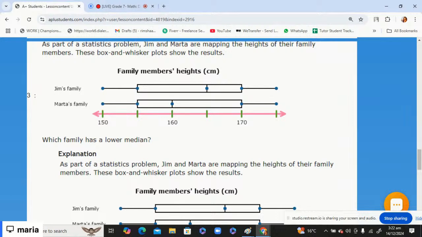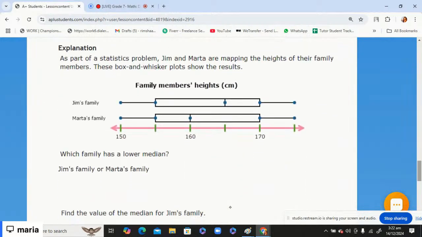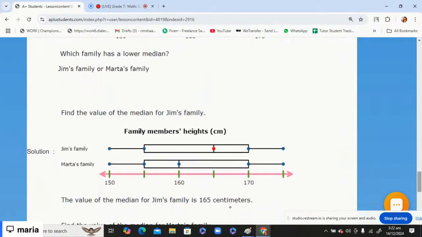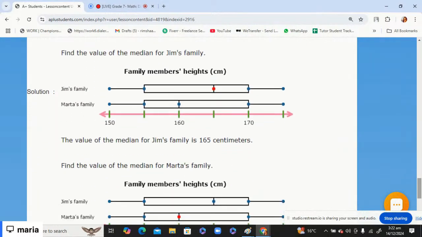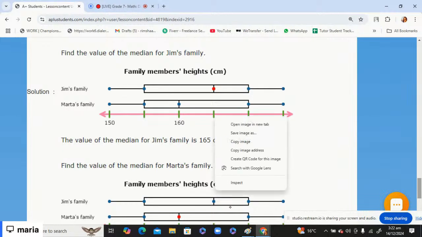As a part of the statistics problem, Jim and Marta are mapping the height of their family members. These box and whisker plots show the results. So the family members' heights are given. So the median for this family is here. Look, it's 165. For the Jim family, I'm talking about. And the median for the Marta family is 160.